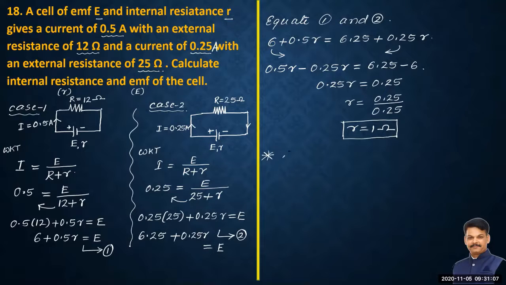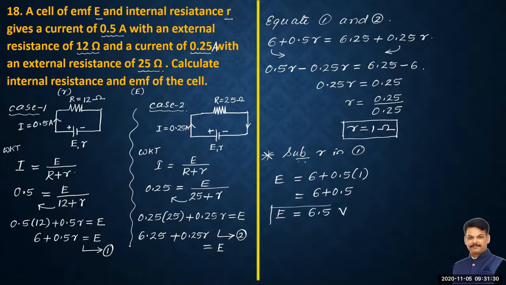Now you substitute this value in either 1 or 2. So I take 1. Therefore E is 6 plus 0.5 into r, where the r value is 1, or it is 6 plus 0.5, and the E value is 6.5 volt. That is the EMF of the cell or the battery. In this way, we calculate the EMF of the cell or the battery. Hope you understood this.